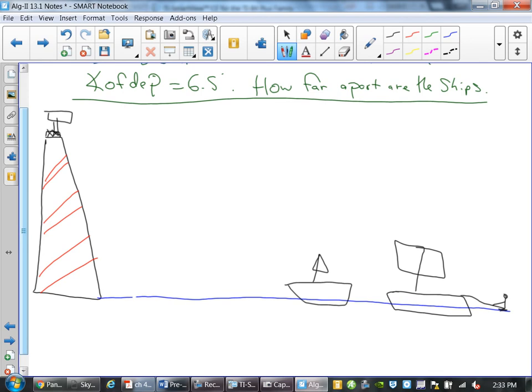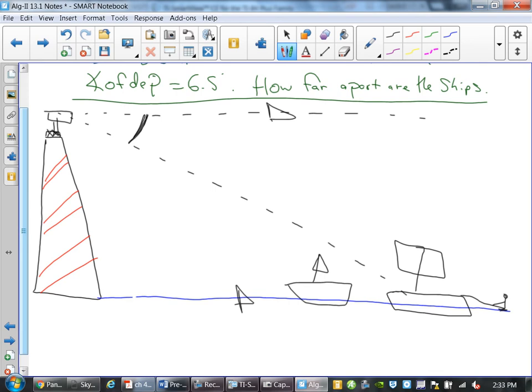Angle of depression. Angle of depression is line of sight looking down. Line of sight is always going to be parallel to the ground. When you're looking off parallel downward, this is the angle that you're talking about. Line of sight down is the angle you're looking down towards something.